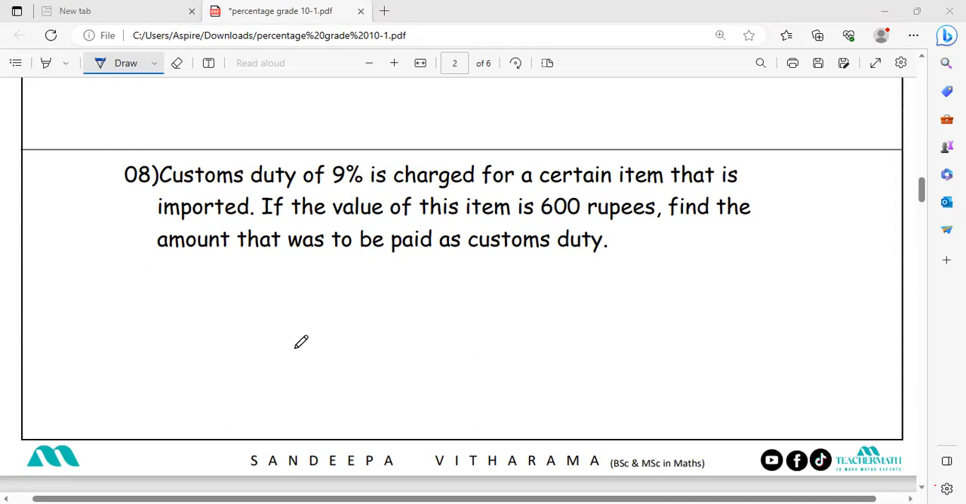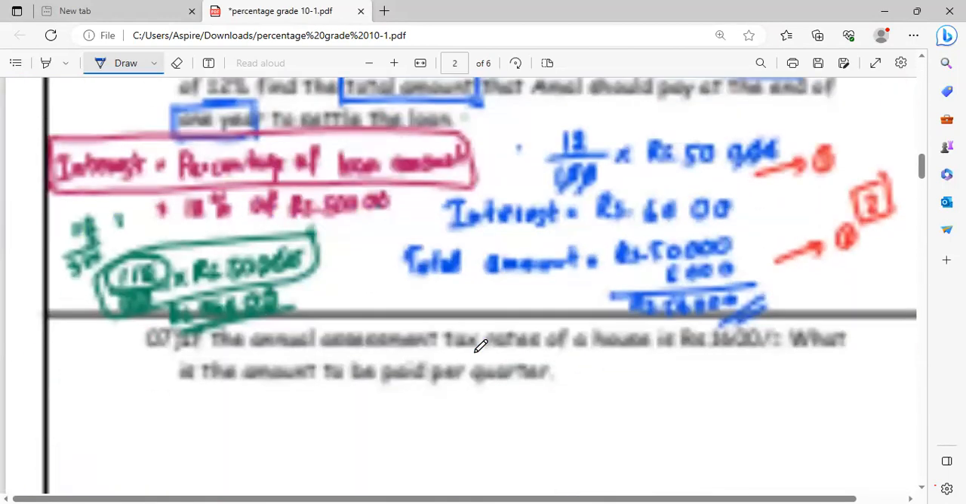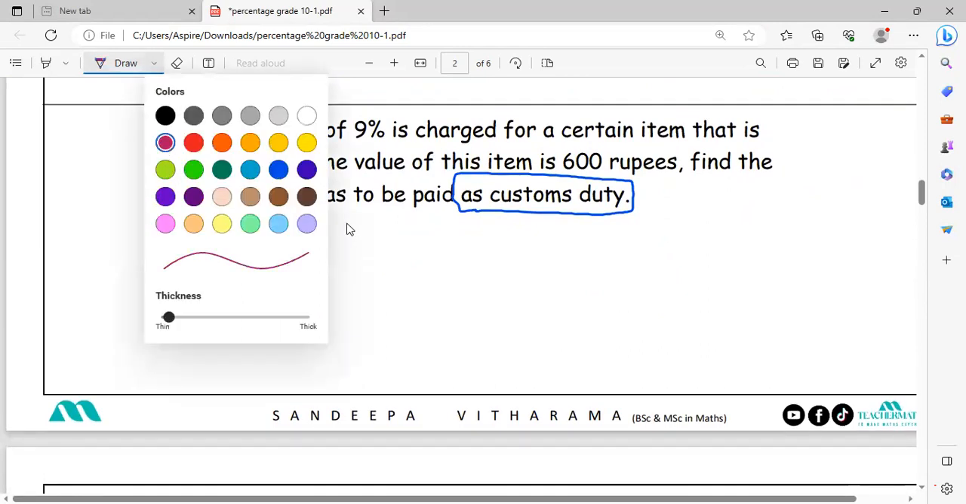The amount that was to be paid as customs duty is what is being asked. I explained to you how customs duty is charged. It is a certain percentage of the worth of the item. So they charge a certain portion of the item as customs duty.